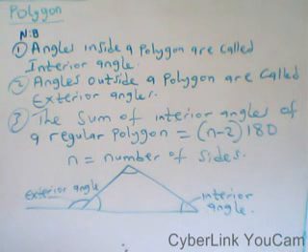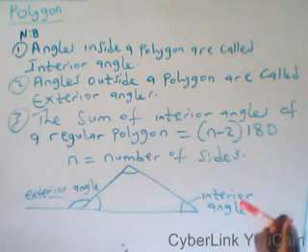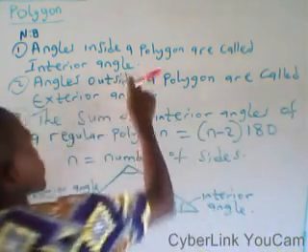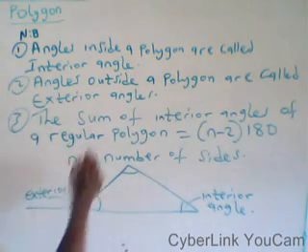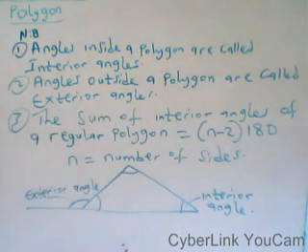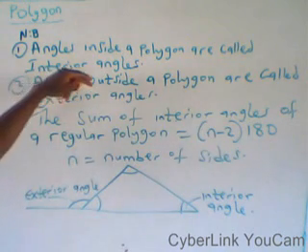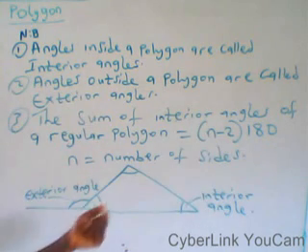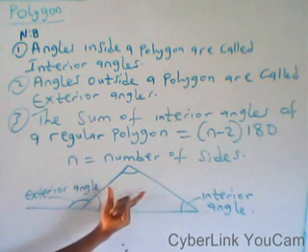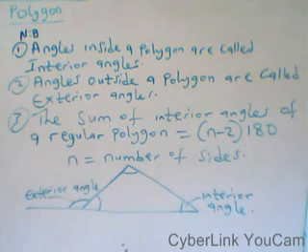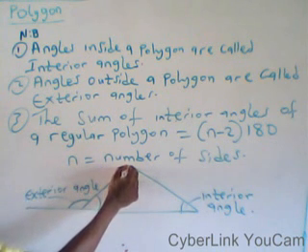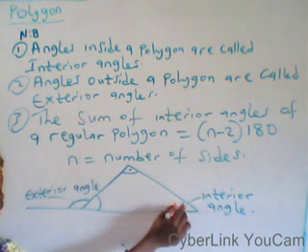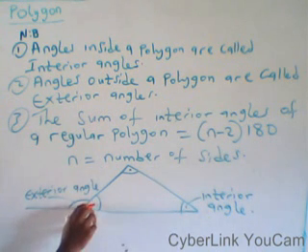Now, part of what we need to know is that all the angles inside a polygon are called interior angles, while all the angles outside the polygon are referred to as exterior angles. If you look at this particular shape, this is a triangular shape. In this shape, this angle is an interior angle. This is also another interior angle. Here is another interior angle.